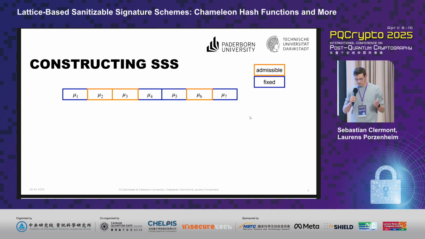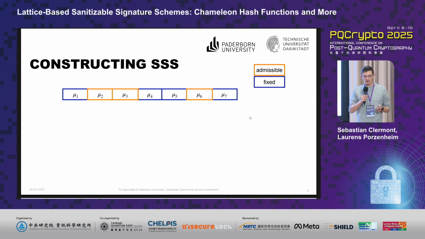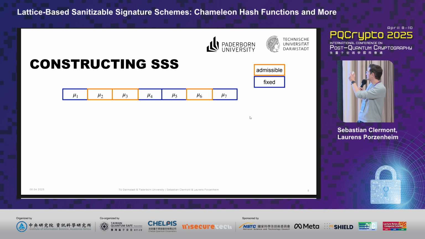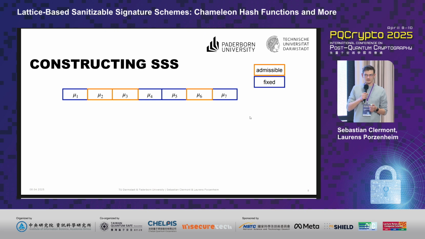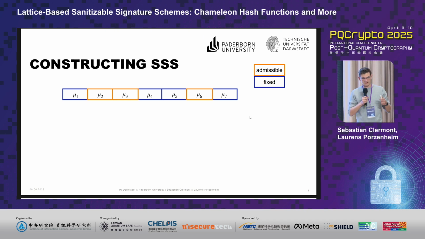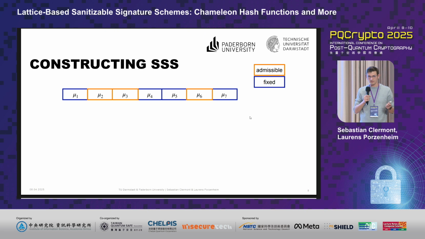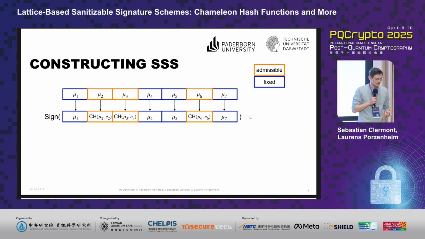I will show you a very basic construction so you get an idea of how you can use this Chameleon hash function to construct a sanitizable signature scheme. So here you have a message consisting of 7 blocks, and as I've introduced in the beginning, you have some blocks that are admissible, these are orange, and you have some as admissible for modification, meaning the sanitizer can later perform modifications on them, and you have these blue blocks that are fixed and are not supposed to be modified by the sanitizer.